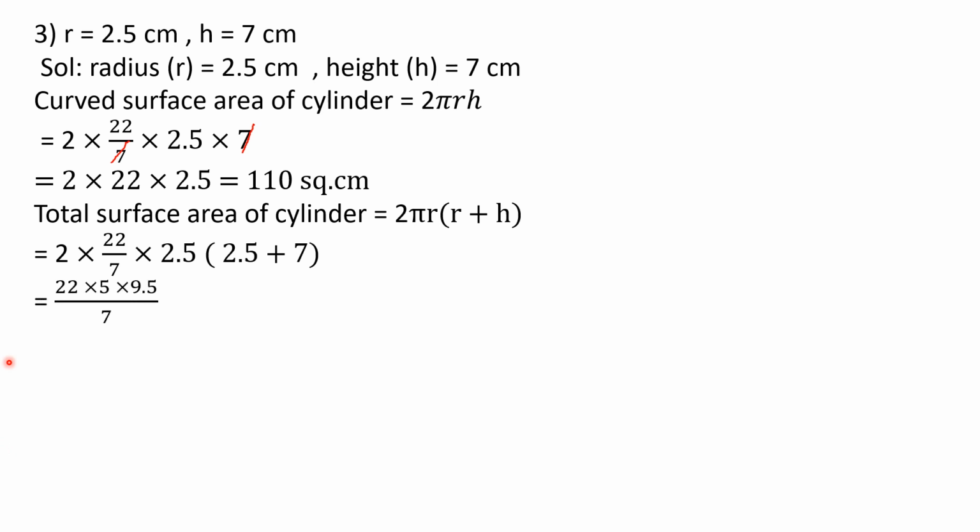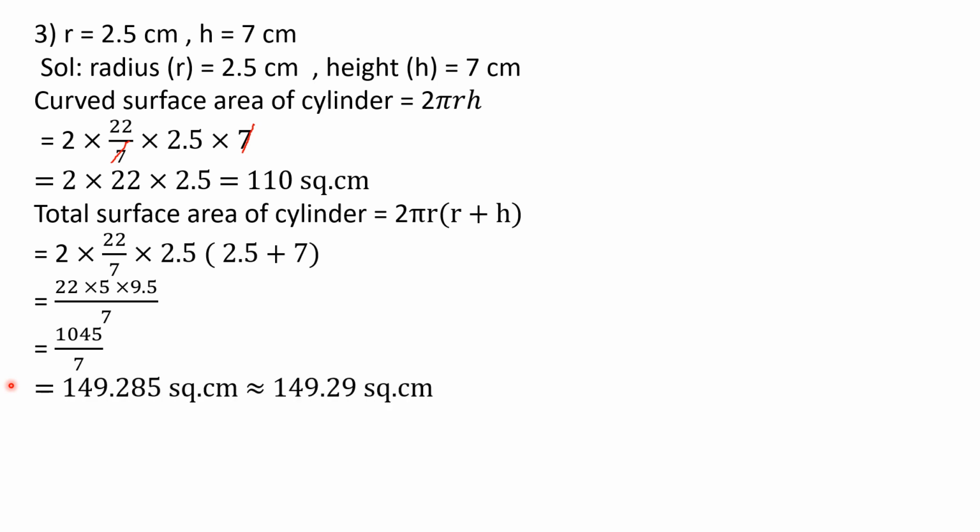So you'll get 2 into 22, that is I've 22 written, and 2 into 2.5 I multiplied, that is 5 I get, and into 2.5 plus 7, student, 9.5 upon your denominator is 7, so upon 7. So we'll multiply 2 into 5 into 9.5. So when you'll multiply, students, you will get 1045 upon 7. Okay, 1045 upon 7. Now you'll divide it by 7 and get the answer.